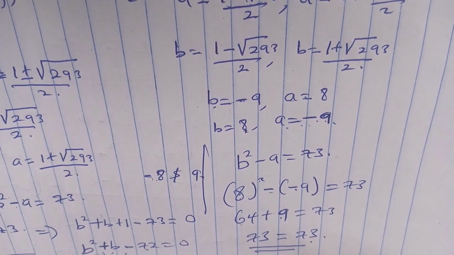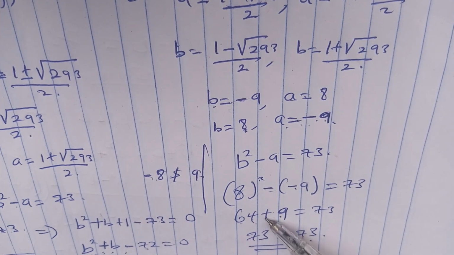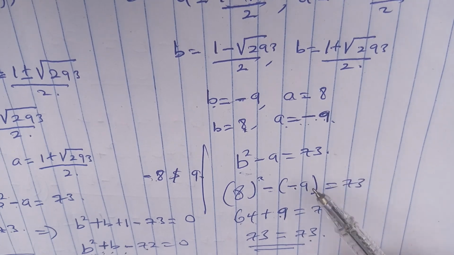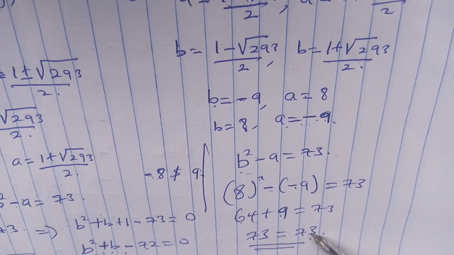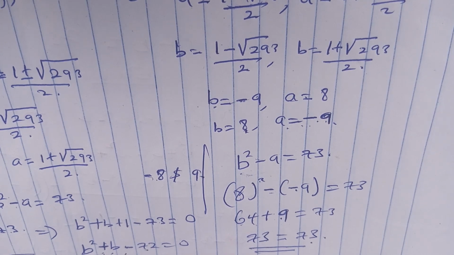You can see at the end of the class we are able to check whether the values of a and b are correct by substituting them into this question, which is b squared minus a equals 73, and we find that 73 equals 73. Therefore, all the possible values of a and b are correct.